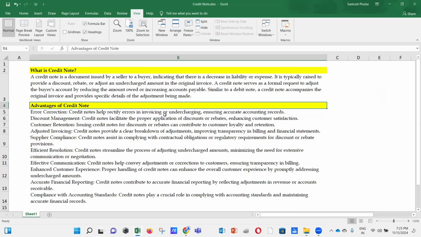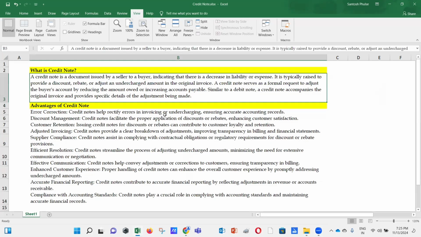What is a credit note? A credit note is a document issued by a seller to a buyer indicating that there is a decrease in liability or expense. It is typically raised to provide a discount, rebate, or adjust an undercharged amount in the original invoice.